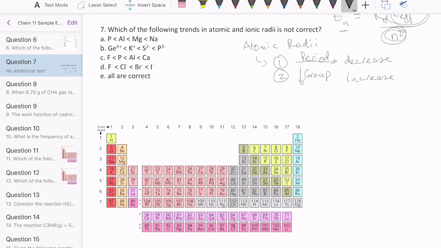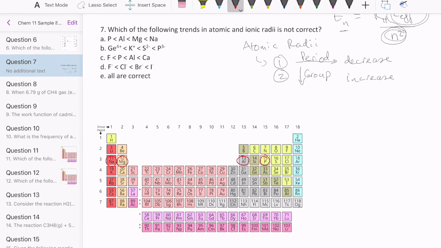And so let's take a look at those trends in atomic radii first, and then we can take a look at the ionic radii after that. So if we look at the atomic radii, we have two choices there. One is A and the other one is C. If we look at A, we have phosphorus, I'm just going to circle them in the periodic table, aluminum, magnesium, and sodium. And so those are all in a row.